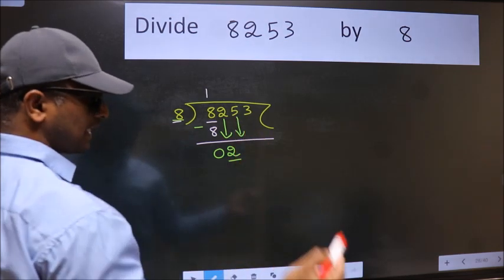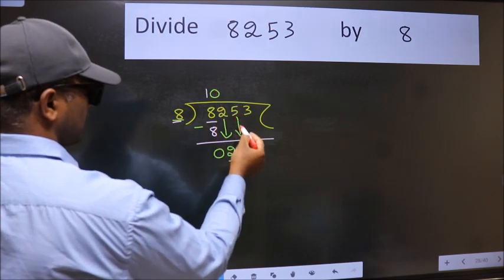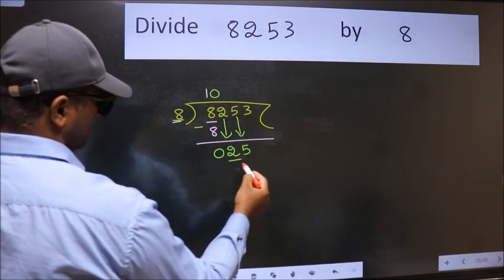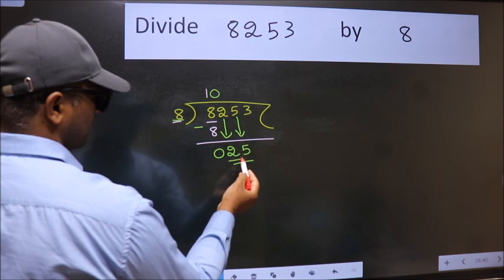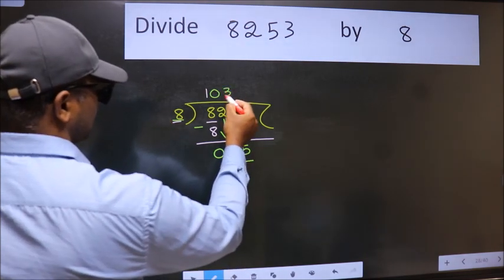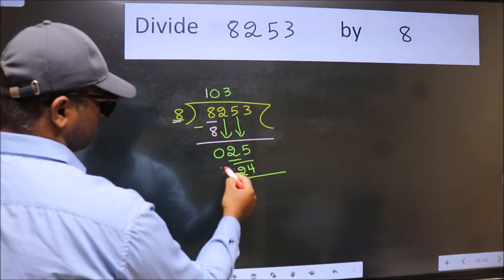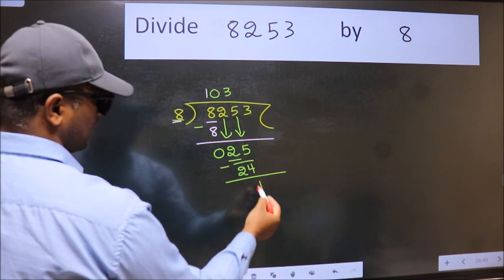And the rule to bring down second number is put 0 here, then only we can bring this number down. So 25. A number close to 25 in 8 table is 8 threes 24. Now we subtract, we get 1.